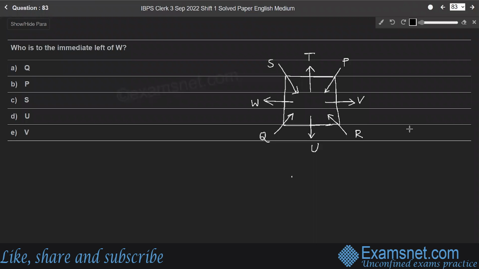Question 83. Who is to the immediate left of W? So W is here facing outside. So to the left of W means here. The immediate left of W is Q. Therefore, option A is the right answer. Q is to the immediate left of W.